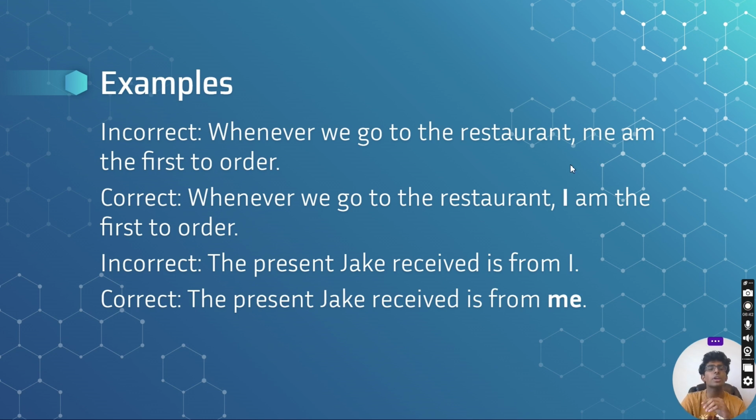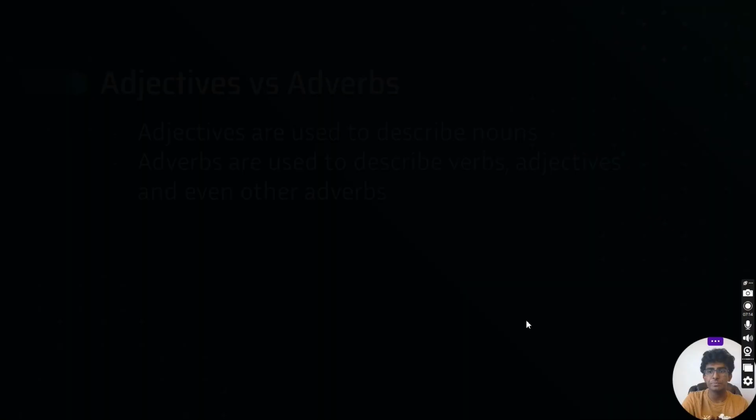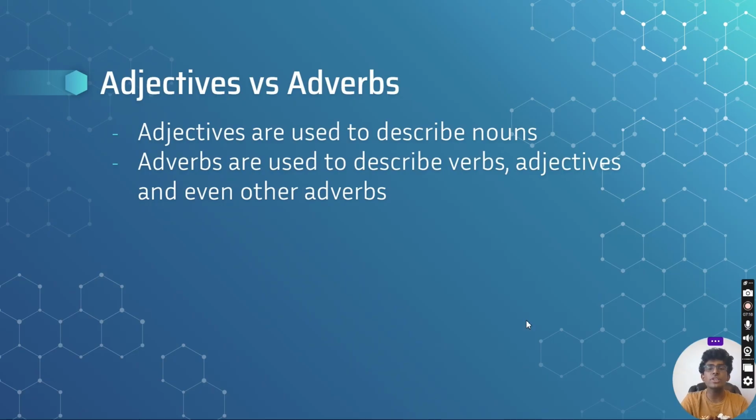And sometimes if you're a little bit confused about whether we're using it as a subject or an object, just read the flow of the sentence, right? Me am the first to order. That makes no sense. So I am the first to order. That would be correct. Another example, the present Jake received is from I. So in this case, you're doing it in the form of an object. The present Jake received is from me because Jake is the subject here. So the present Jake received is from me, not I. Again, this doesn't make much sense. Is from me does.